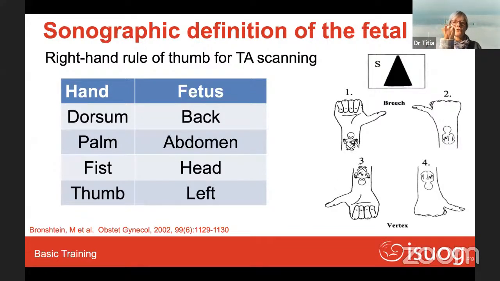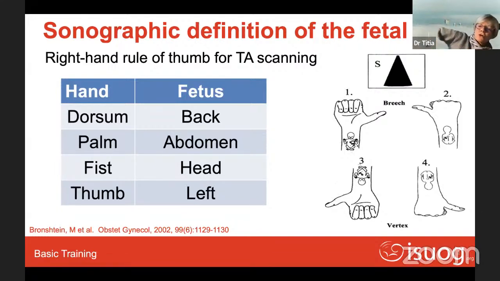If you have your right hand in front of you, you must think of the back of your hand as the back of the baby. The palm of your hand is the abdomen of the baby. The top of your hand, the fist, is the head of the baby. And your thumb is now indicating the left. So if you have a baby in a breech position like this, with the head up and the spine towards the right side of the mother, then my thumb is the left side. So on the distal side of the baby, I should be seeing the stomach and the heart, and then the situs would be correct.